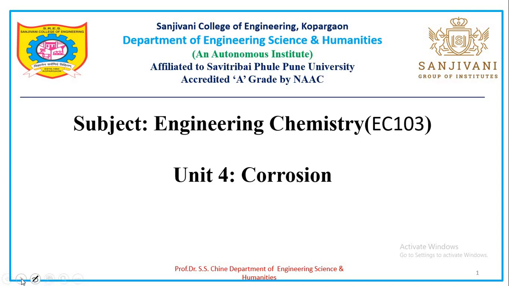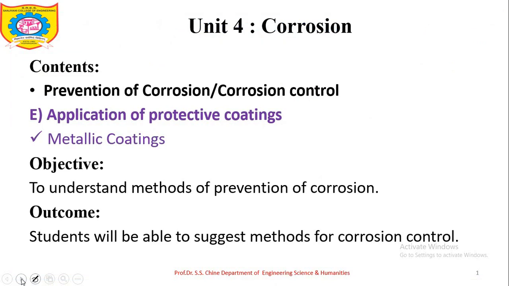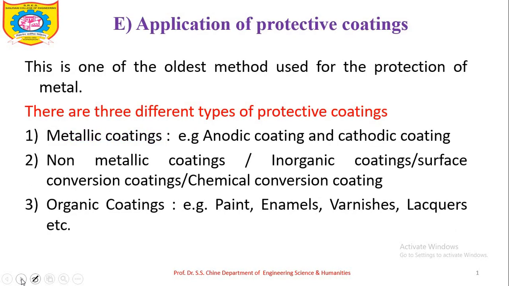Now, in today's session, we are going to continue the application of protective coatings in which we discuss the metallic coatings. At the end of this session, you will be able to suggest the method for corrosion control by the understanding of the types of metallic coating that are anodic coating and cathodic coating.